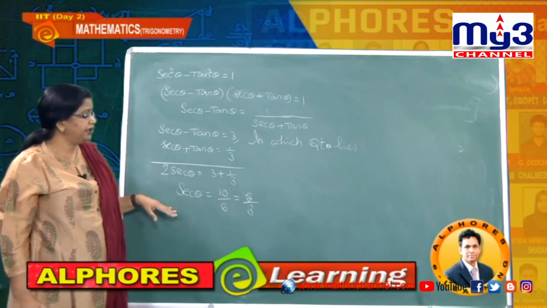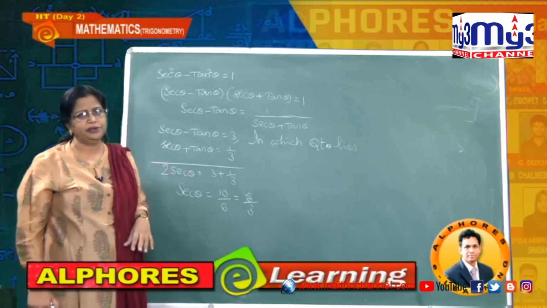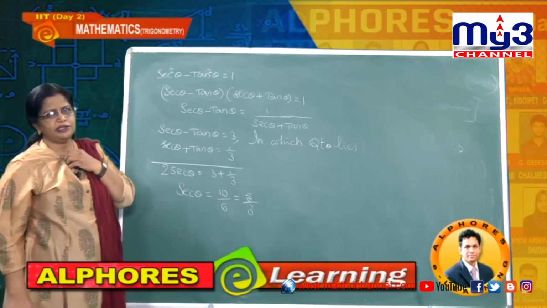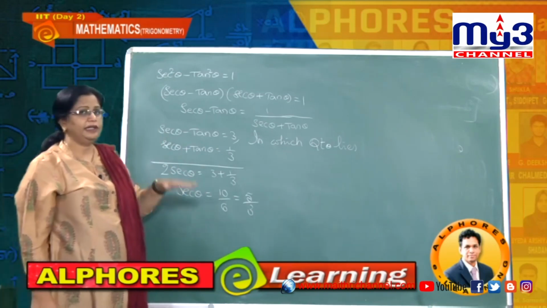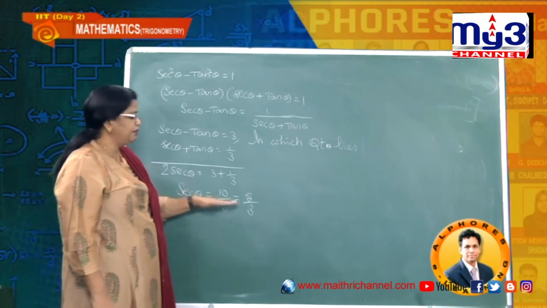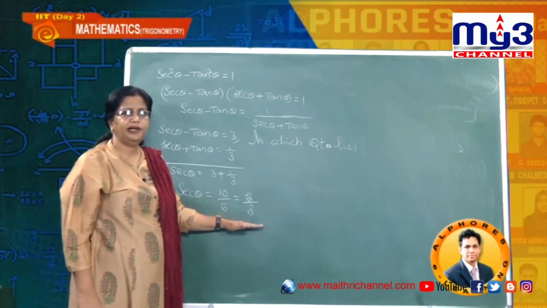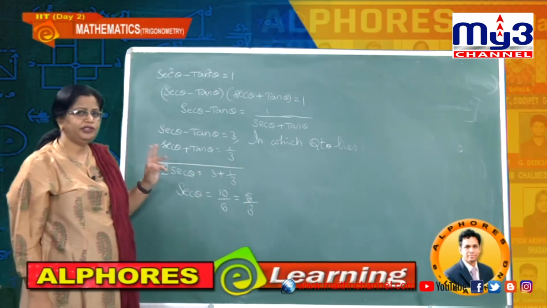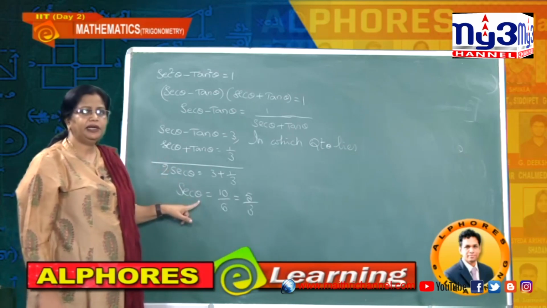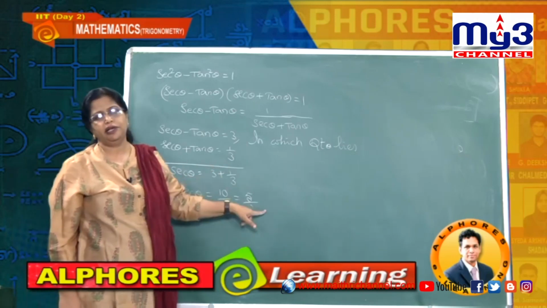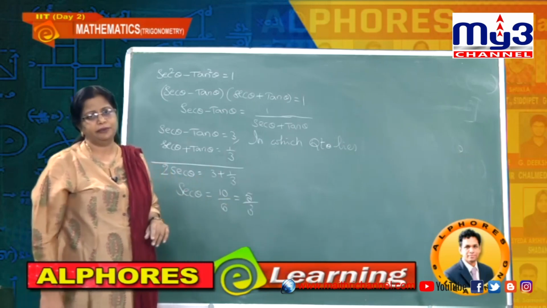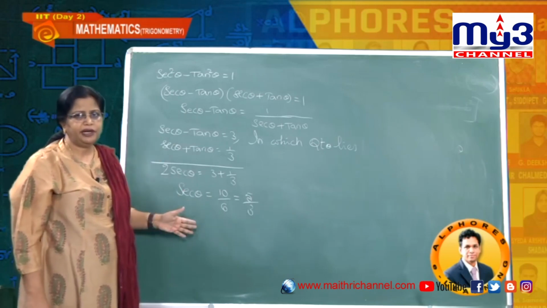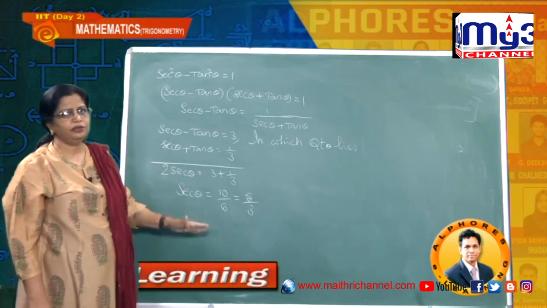Immediately don't come to the conclusion that since secant is positive, theta is obviously an acute angle, so first quadrant. In the previous session we observed secant theta is positive not only in the first quadrant but also in the fourth quadrant. So now we have two choices: theta can be in the first quadrant or in the fourth quadrant. Then how can you decide exactly which one it is?